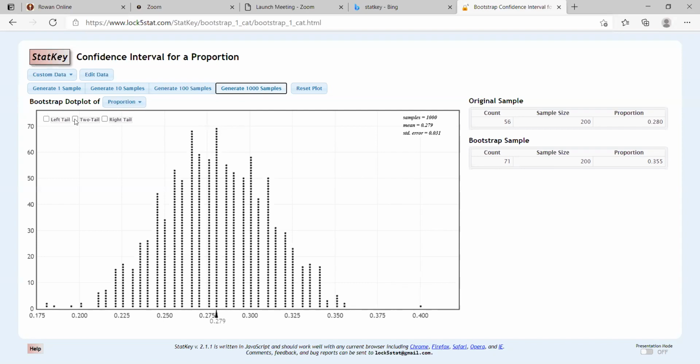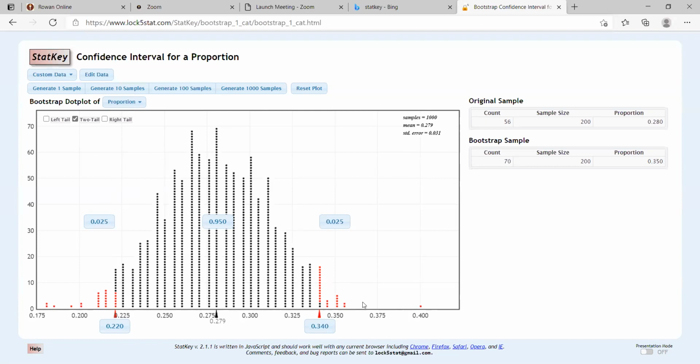Now, if I want to create a confidence interval, that's what I'm going to do. First of all, I'm going to click the two-tail button here. And this computer program defaults to a 95% confidence interval. So what are you looking at here? You're looking at the middle part of this distribution, which is 95% of all these dots. 0.95 of 1,000 is 950. So there's 950 black dots here that are inside this interval. And that means there are 50 red dots outside the interval.